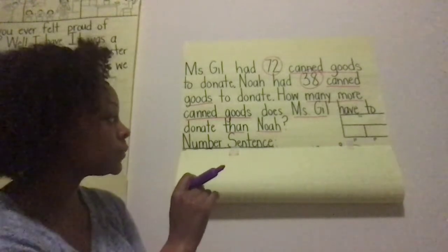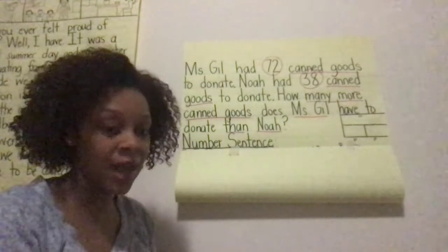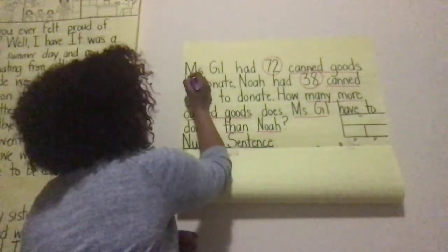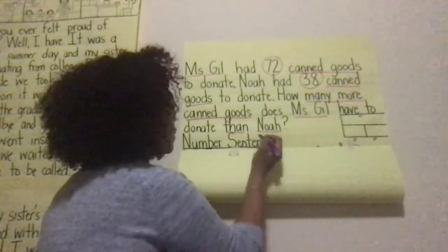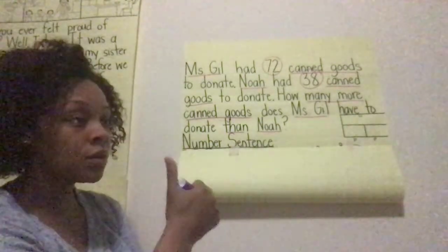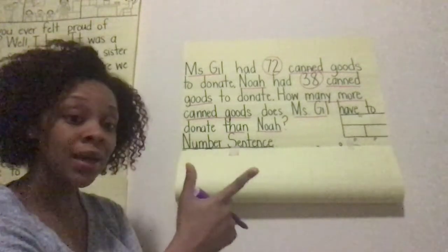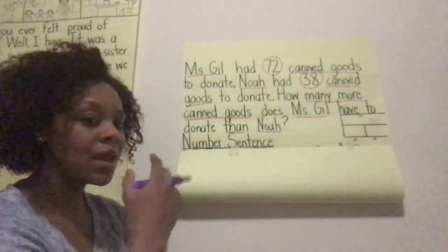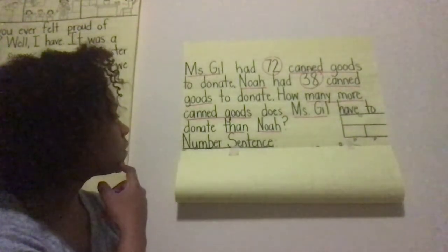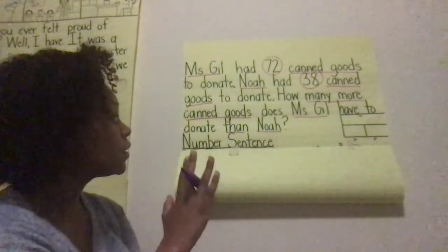Definitely a compare problem. My first question I'm thinking to myself is, who are my characters? My first character is Miss Gill. My second character is Noah. After I think who are my characters, my next question is, who has more and who has less? And my story problem pretty much gives me this information. Miss Gill has 72 canned goods. Noah had 38 canned goods. How many more? Okay, great.